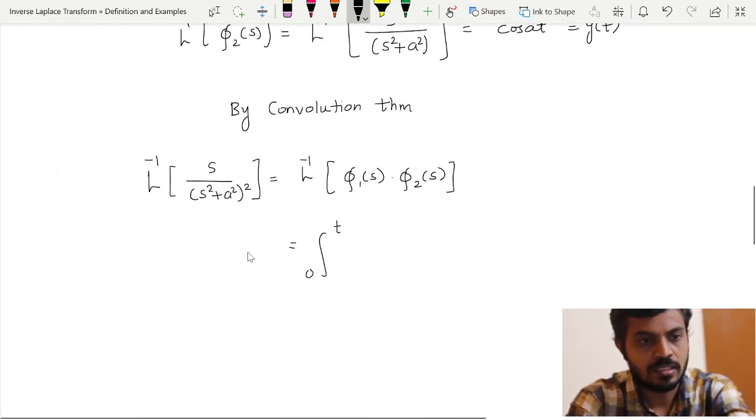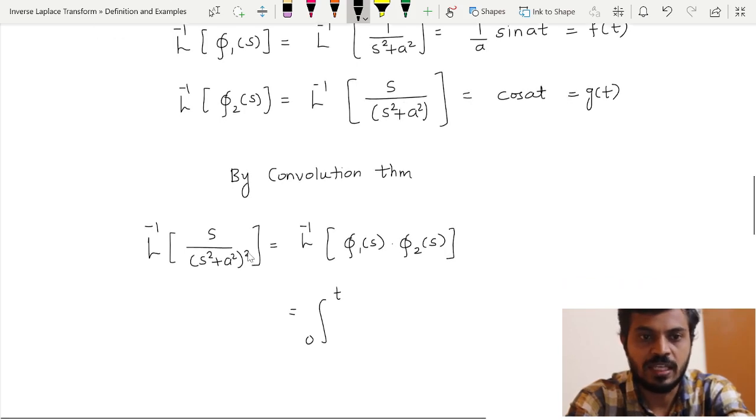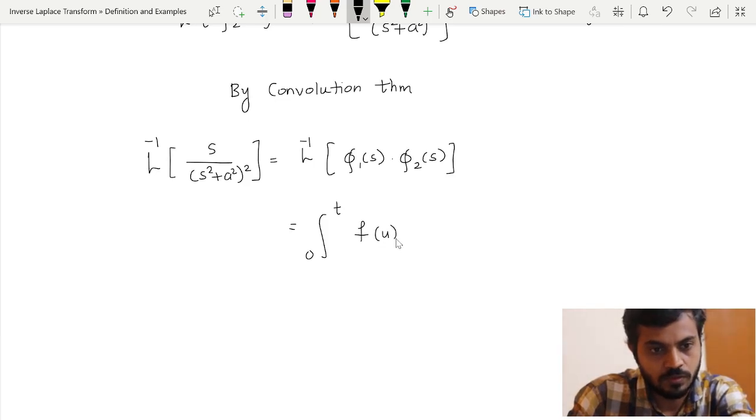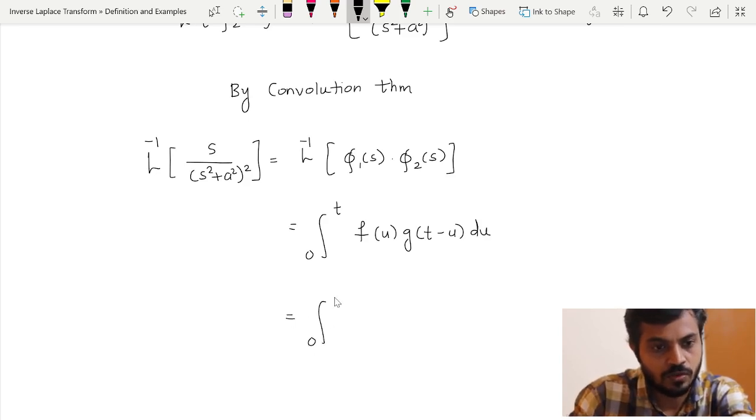So how can you write it? Now we already know L inverse of phi 1 of s is 1 upon a sine of at. So let us use it. First of all I will write down the convolution theorem itself. It is integration 0 to t of f of u g of t minus u du.